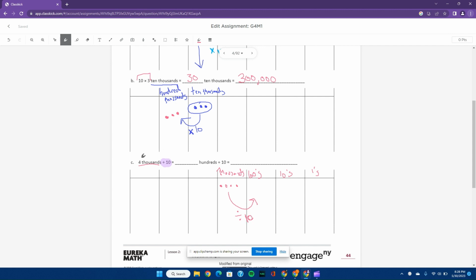So 4,000s divided by 10 is actually equal to the same amount of hundreds. Oops, I'm sorry, I didn't read this right. 4,000 divided by 10 is equal to 40 hundreds divided by 10, which makes 4 hundreds.